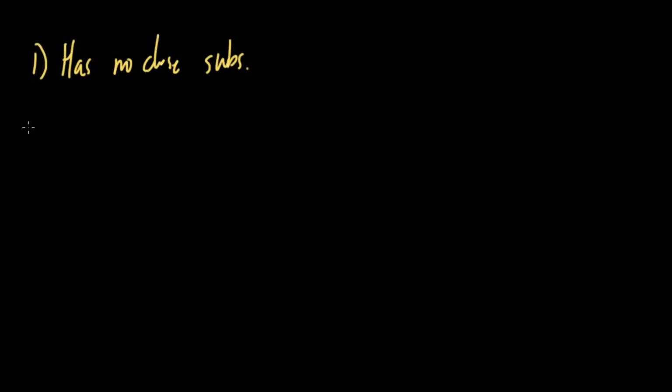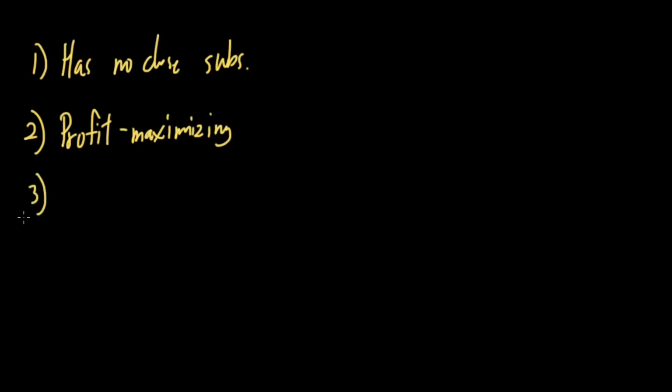The second assumption that we make is that the monopolist, the firm, is a profit maximizer. So the firm tries to maximize profit. The third assumption is that the firm would choose a quantity. The firm would choose a quantity that maximizes profit. So the firm chooses quantity, chooses Q, that maximizes profit.